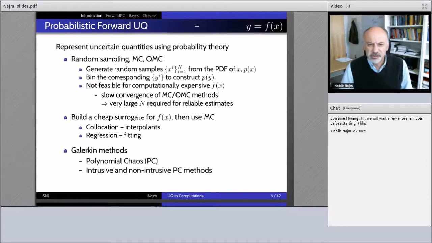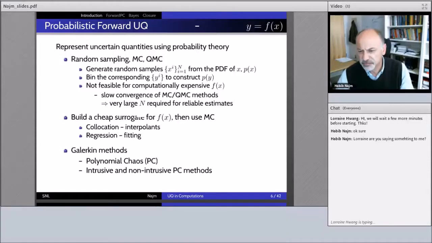Considering probabilistic forward UQ methods, we want to represent uncertain quantities using probability theory, as random variables or random fields, etc. And so obviously one easy way of propagating uncertainty is to define a PDF on X. If we generate random samples from p of X, and for each random sample of X we solve the forward model, then we have samples of Y, and we can bin them and get a PDF on Y.